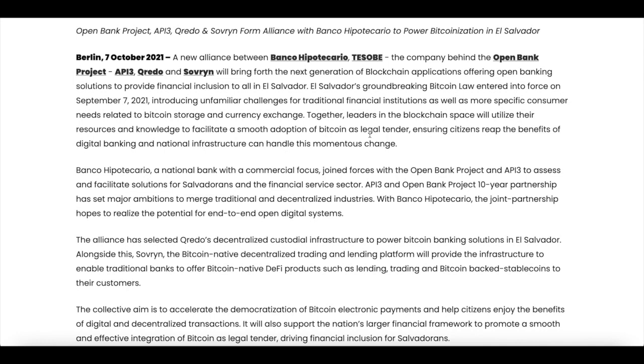Now, Banco itself, a national bank with a commercial focus, joined forces with the Open Bank Project and AP13 to assess and facilitate solutions for Salvadorians. The AP13 and Open Bank Project 10-year partnership has set major ambitions to merge traditional and decentralized industries with Banco. The joint partnership hopes to realize the potential for an end-to-end open digital system.